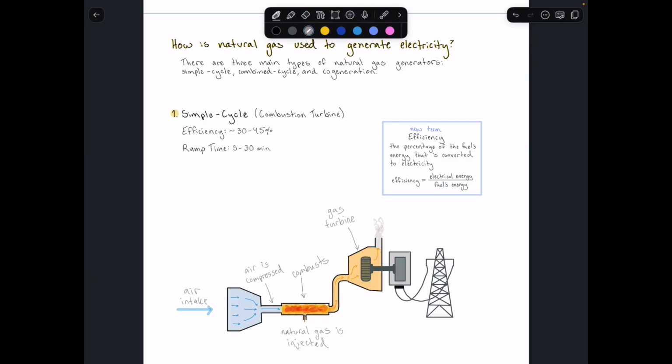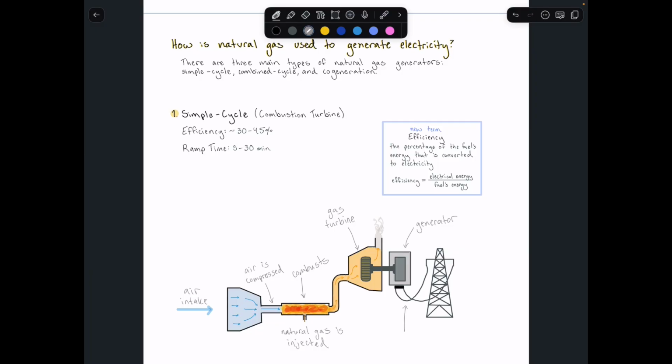Here's the gas turbine. And these gases, the exhaust from this combustion reaction, are sent through this turbine. This turbine spins and converts the thermal energy of the combustion reaction into rotational kinetic energy, and then that is connected to a generator, and that generator converts the rotational kinetic energy into electricity.